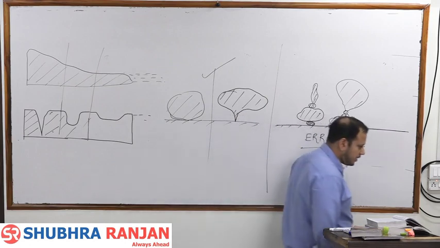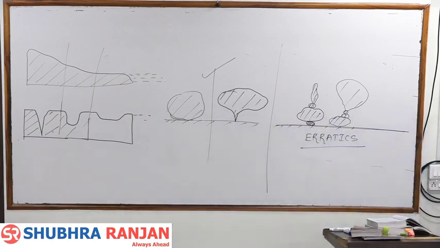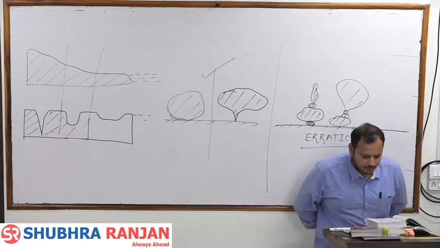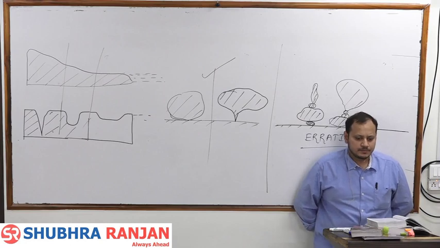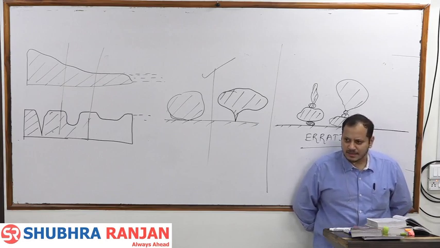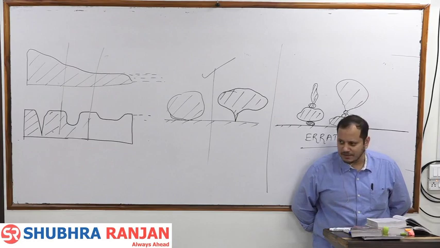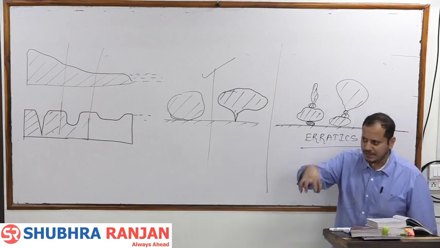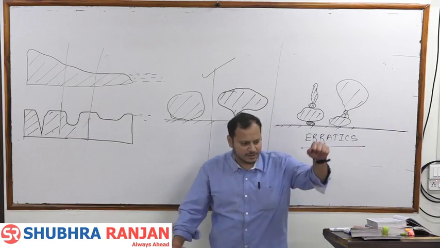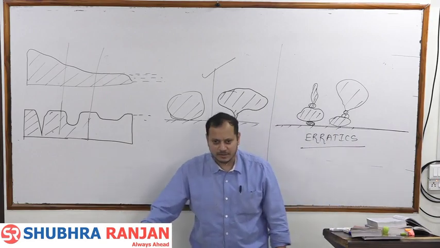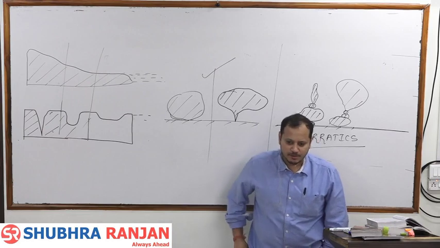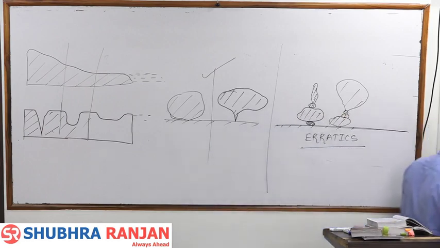The processes operate with varying intensity because... Now why is the intensity different? The strength of the processes is different because the structure is different. You cannot erode this, but you can easily erode this because it is a soft rock. So processes operate with varying intensity because lithology or rock structure changes.